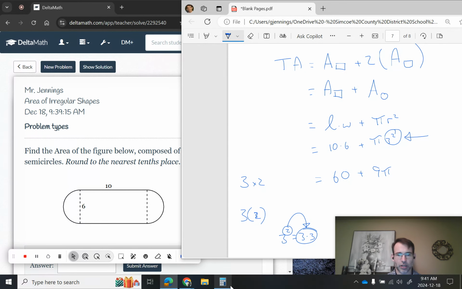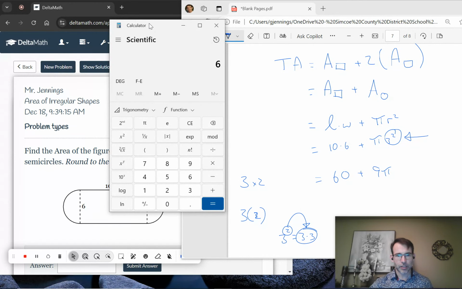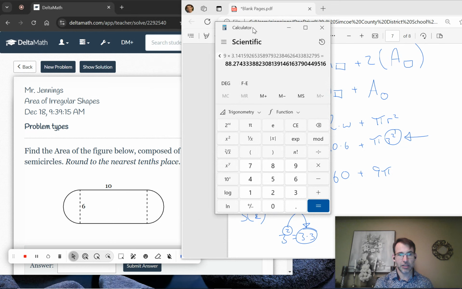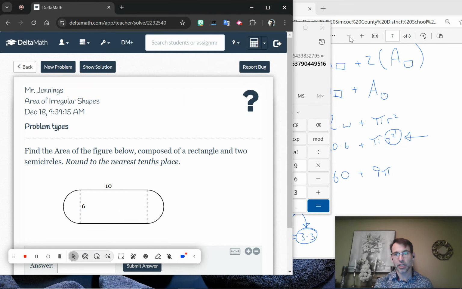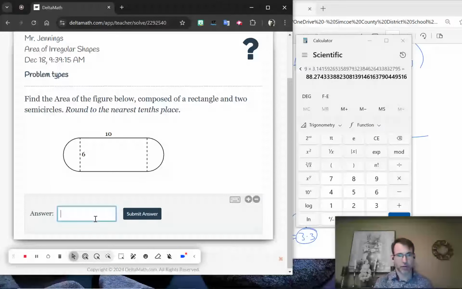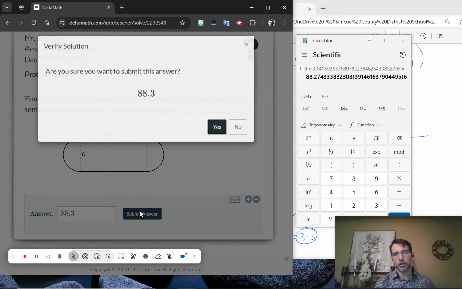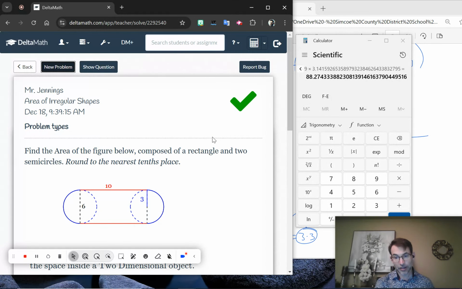And then if I want to convert that to a decimal approximation, I use my calculator. 60 plus, and I do it in order, plus 9 multiplied by pi equals 88.27. And we want it to the nearest tenths, so that's going to be 88.3. Okay, 88.3, because the 7 past the 2 makes it round up. 88.3. Submit. Yay! Okay, so that's a good one.